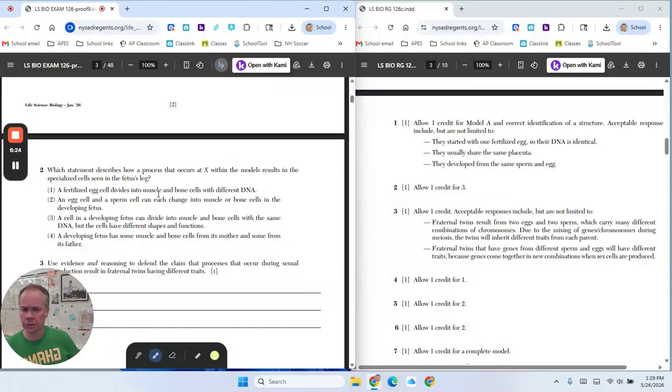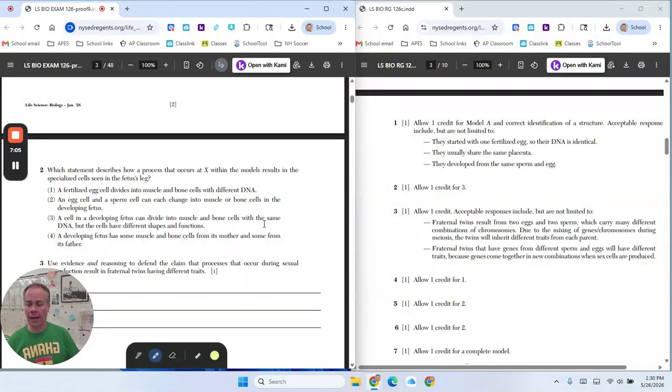And when we look at the answers and we read each of them over, I always encourage students to read the question, then try to think of what an answer might be before you actually read the 4 choices. So when you read those 4 choices, you should find the correct answer. 3, a cell in a developing fetus can divide into muscle and bone cells with the same DNA. But we know that because of differentiation, some of those genes are turned on or off when they're found in the leg. And so that's why these cells that are developing in the leg have different shapes, different functions, even though they have the same DNA as every other cell in the fetus.